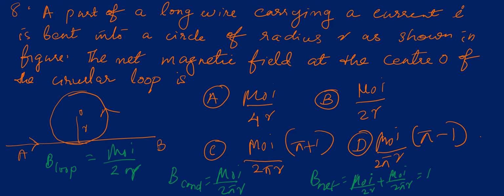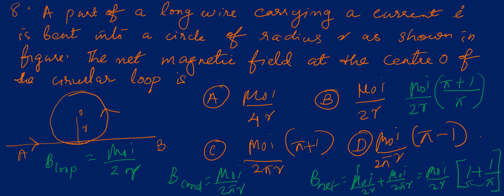or mu 0 I by 2R into 1 plus 1 by pi, or we can write mu 0 I divided by 2R into, here we can take the LCM, pi plus 1 divided by pi, or we can write mu 0 I by 2 pi R into pi plus 1. Option C is the correct one.